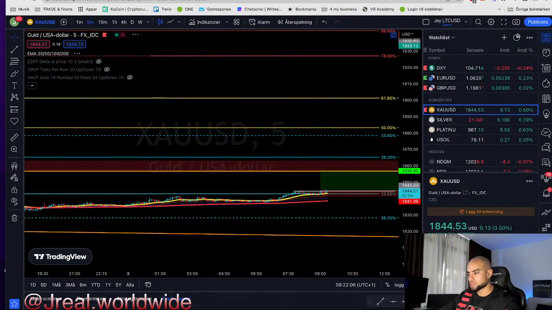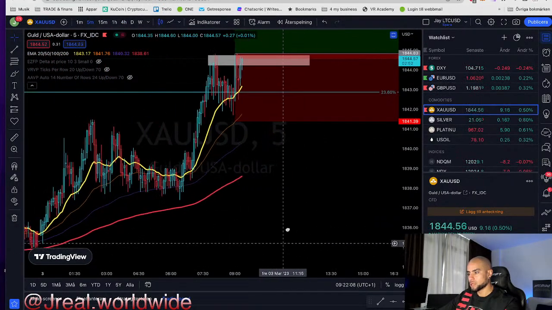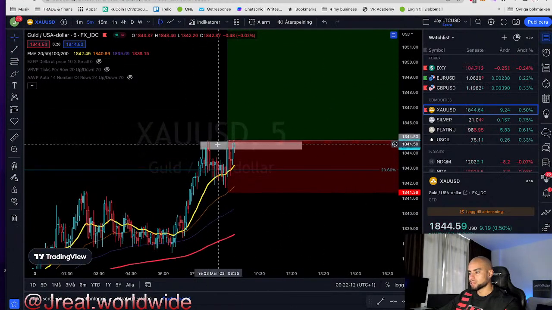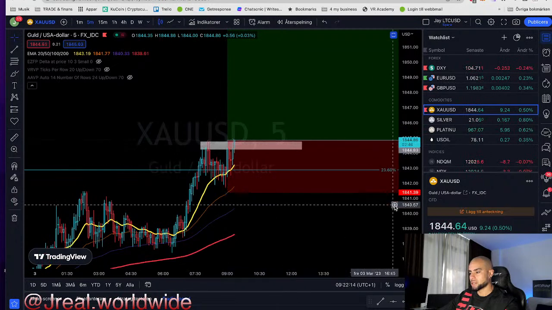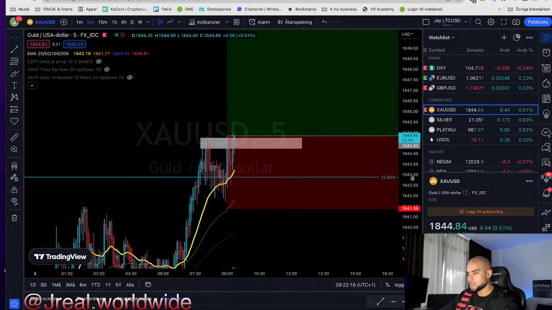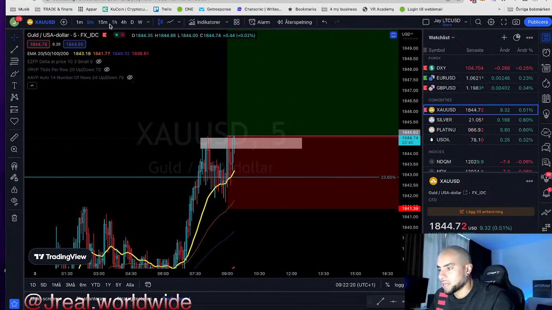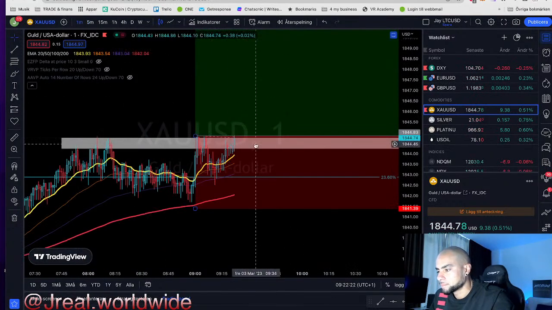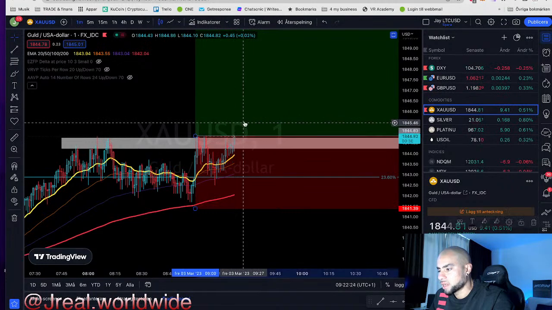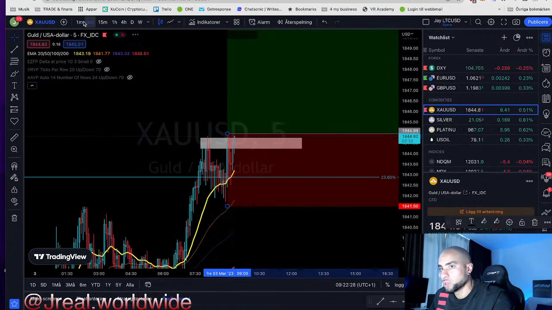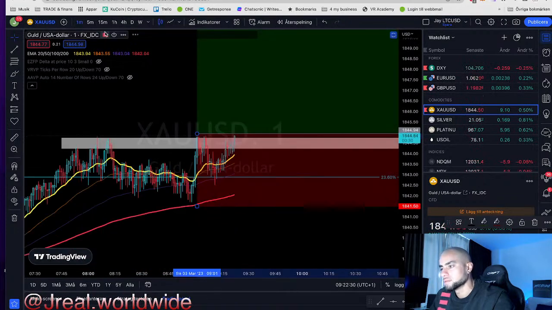Still no entry, still no go. Waiting for it. It's playing around. I think a lot of people are waiting for this entry. Yeah, we got it now. We broke it. Let's see if we can close this candle above. So it's testing it right now. You see? It's testing it right now. So we want to see it close above. If we do so, we jump in.